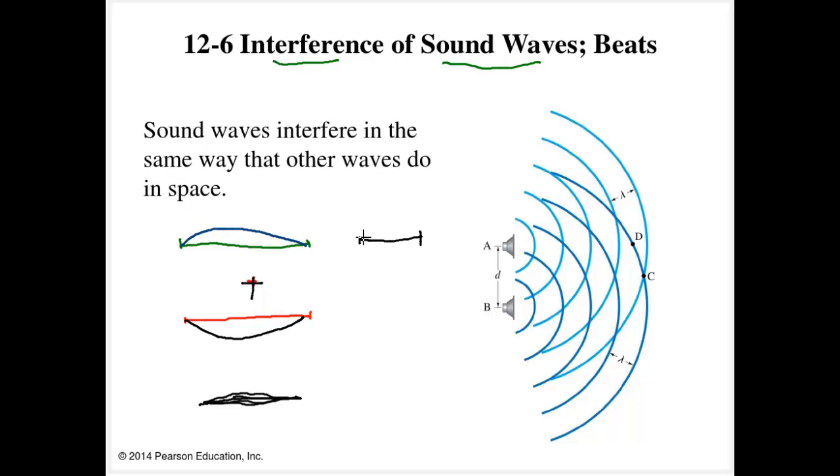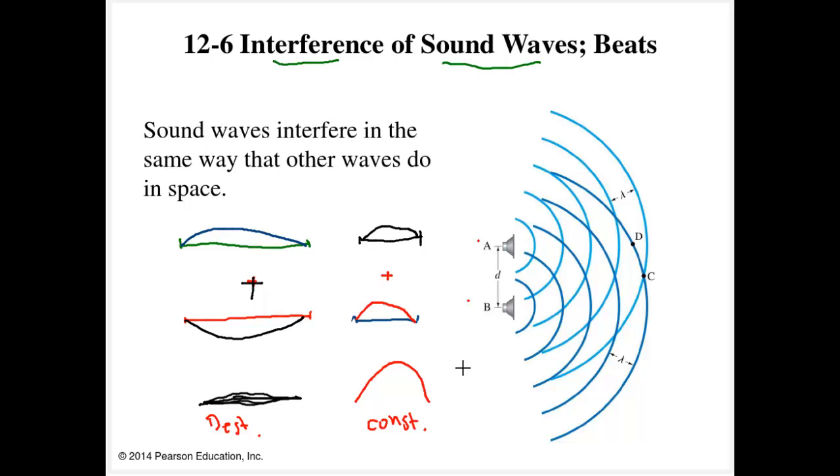Similarly, if I have my guitar string and I have a wave like that, and I have another wave with some amplitude like that, and I add these two waves together, I'm going to get a large amplitude. So I'm going to have constructive interference over here, and I'm going to have destructive interference over here.